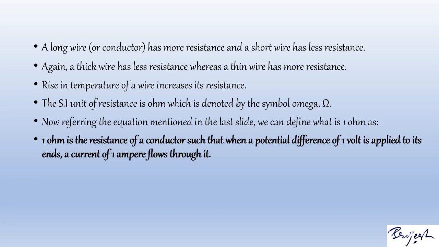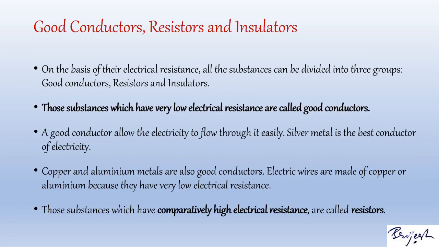Let us study about good conductors, resistors, and insulators. On the basis of their electrical resistance, all the substances can be divided into three groups: good conductors, resistors, and insulators. Those substances which have very low electrical resistance are called good conductors. A good conductor allows the electricity to flow through it easily. Silver metal is the best conductor of electricity. Copper and aluminum metals are also good conductors. Electric wires are made of copper or aluminum because they have very low electrical resistance.